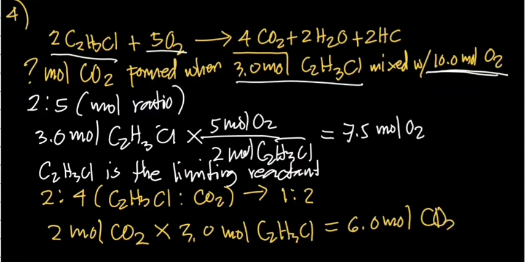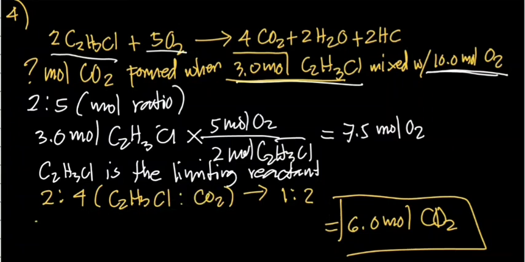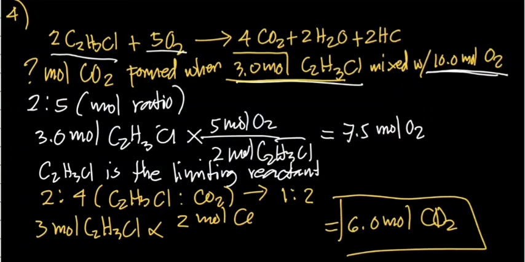Okay, carbon dioxide. So this is the number of moles of carbon dioxide formed when 3 moles of chloroethene is mixed with 10 moles of oxygen. Or so you won't be confused, you just do it like this: 3 moles of chloroethene, you multiply by the mole ratio. That is 2 moles of carbon dioxide per 1 mole of chloroethene. It's just the same.